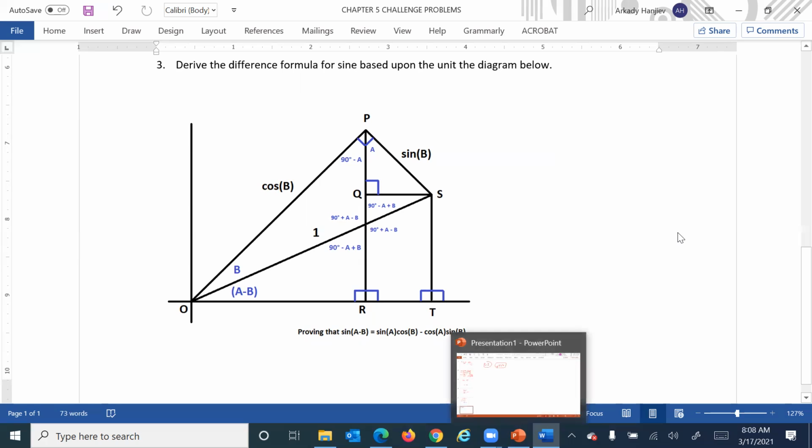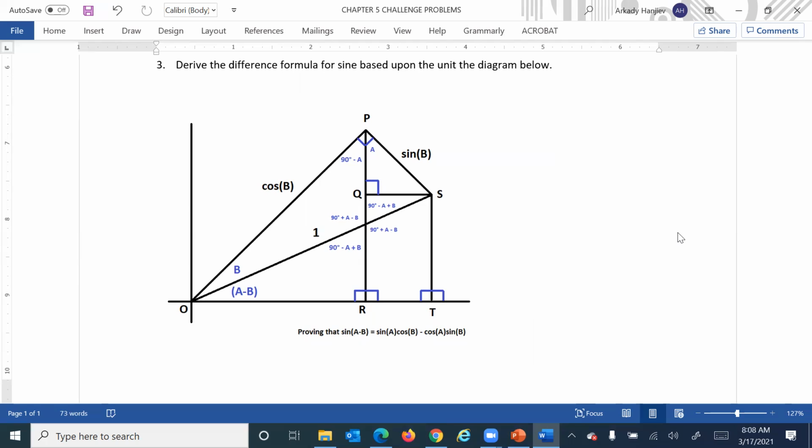Third one, I just cannot figure out. I know it's one of those. It's in mathematics.